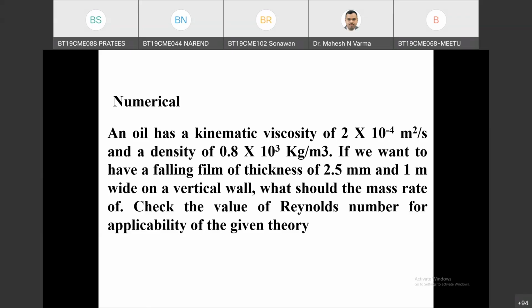So calculate the mass flow rate first of all. For calculating mass flow rate, you need an average velocity. For getting the average velocity, you need to use the model equation which we derived for average velocity, where beta equals 0 and cos beta equals 1. Using that average velocity, you can calculate mass flow rate, and then substitute everything in Reynolds number, delta average velocity rho divided by mu. Calculate Reynolds number and check whether we can apply this theory or not.